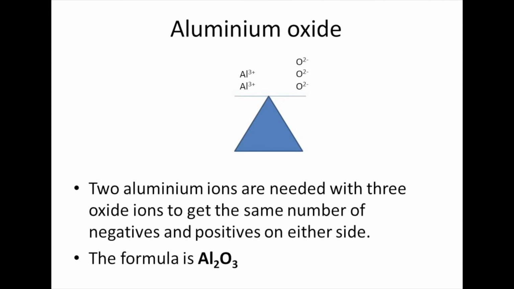Much more complicated one. Aluminium oxide. Because aluminium is 3+ and oxide is 2-, you want to find the number that 3 and 2 goes into. Now the lowest number 3 and 2 will go into is 6. So if we make 6 pluses on one side, I need 2 lots of Al3+, and 6 minuses on the other side, so I need 3 lots of O2-. So I've got 6 plus, 6 minus. The formula is Al2O3.